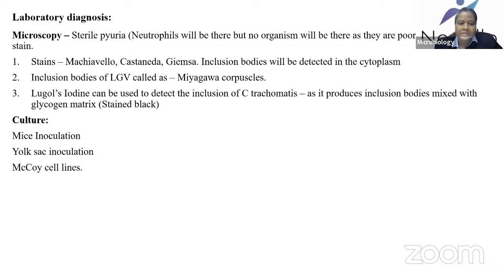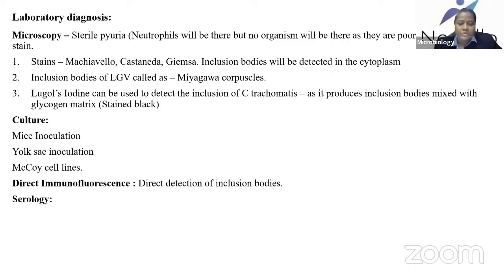Culture: it can be cultured in mice. In yolk sac inoculation, Chlamydia can be grown. Or cell lines, usually the McCoy cell lines, are used. And direct immunofluorescence can be used for the direct detection of inclusion bodies.